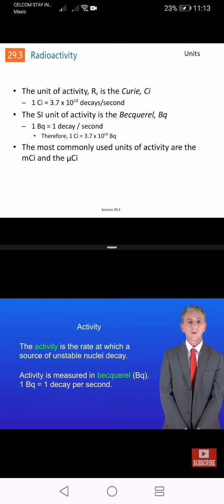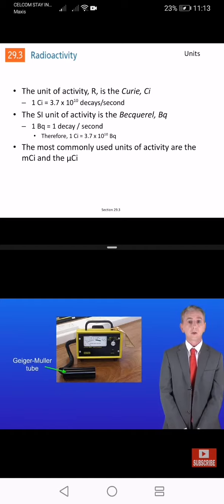Activity is measured in becquerel, and that has the symbol capital B, lowercase q. 1 becquerel equals 1 decay per second. To measure the activity of a radioactive source, we can use a Geiger-Müller tube such as this one, and you may have seen one of these in school.